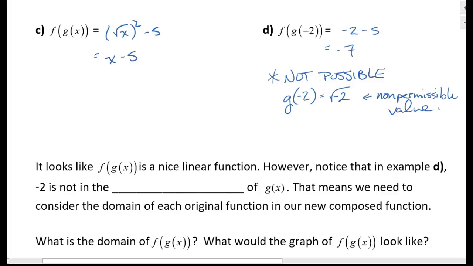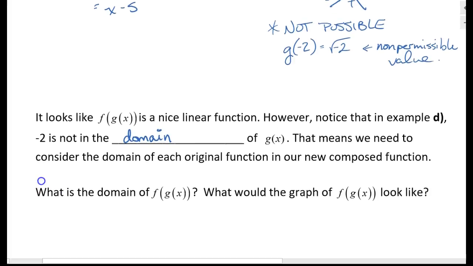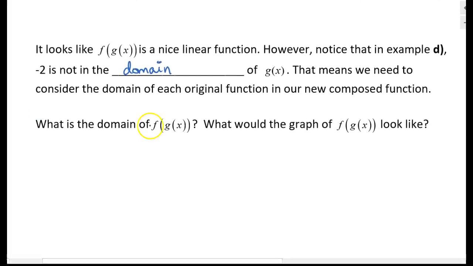So again, we've got this idea that sometimes things don't actually work. So we need to be careful when we look at D. Negative 2 is not in the domain of g of x. That means we need to consider the domain of each original function in our new composed function, or composite function. What is the domain of f of g of x?